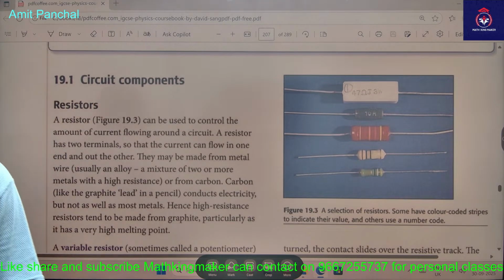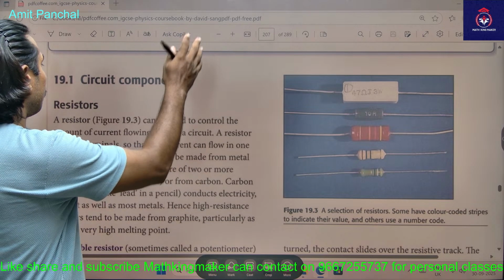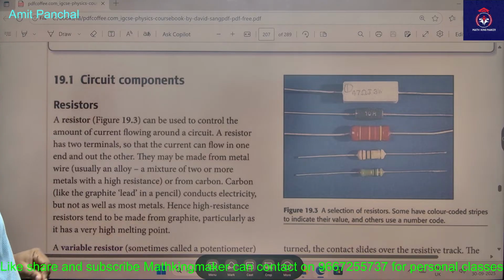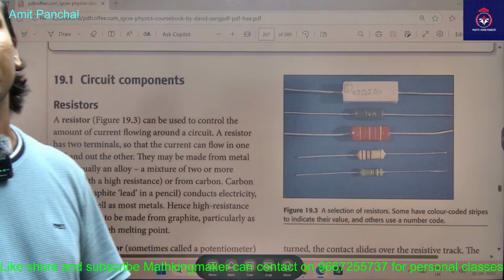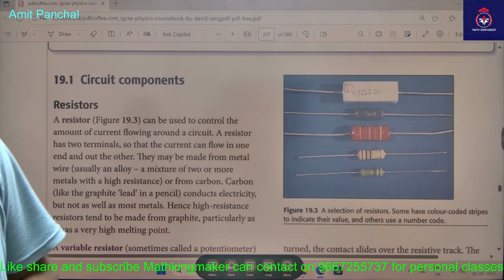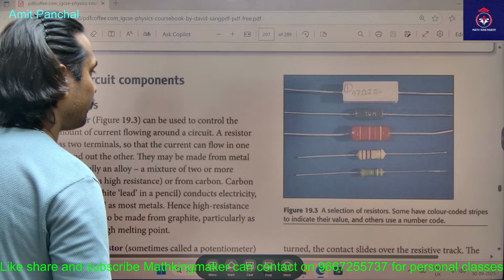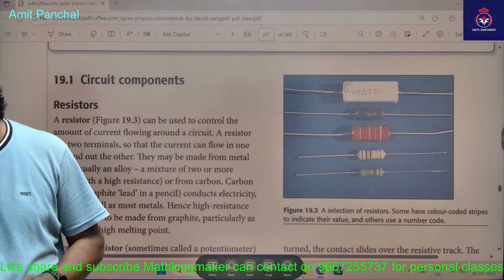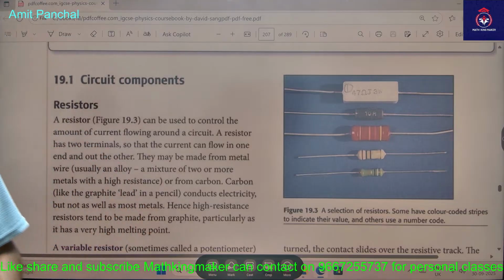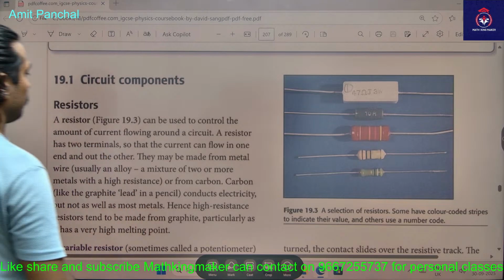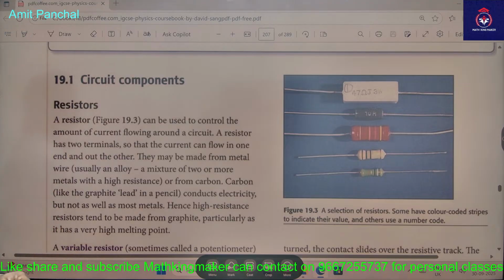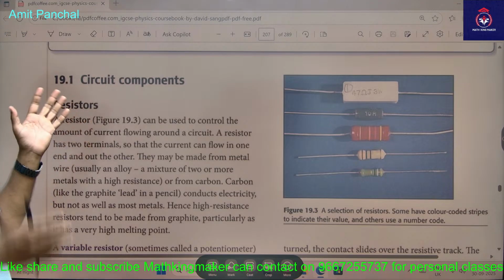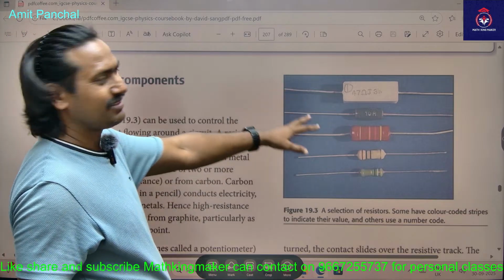So first of all, the resistor. These are said to be the components of electrical circuits. So the first one is the resistor. Do you know about the resistor? What is a resistor? It is a property of a conductor to resist the flow of current. It always resists the flow of current, so that property is said to be the resistance, and that conductor is said to be the resistor.